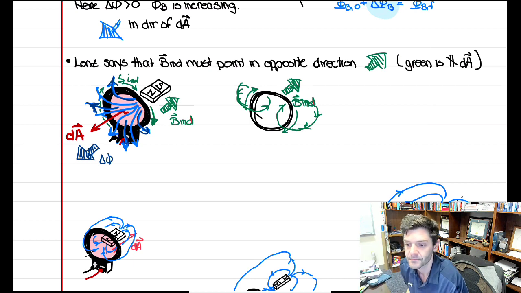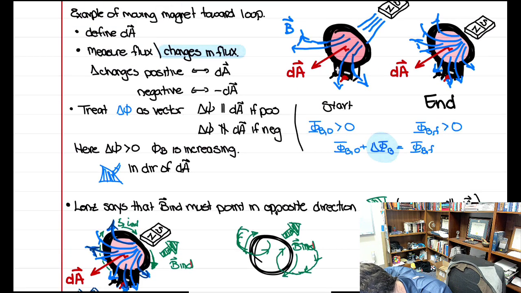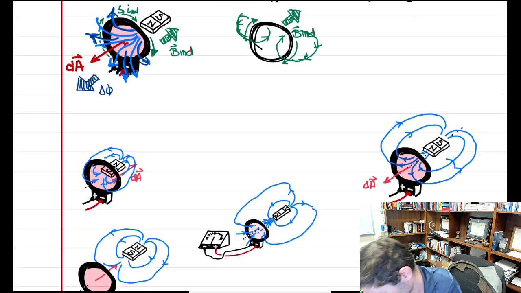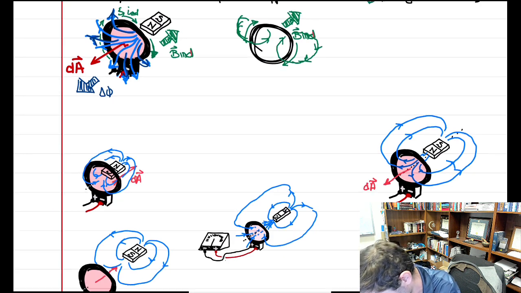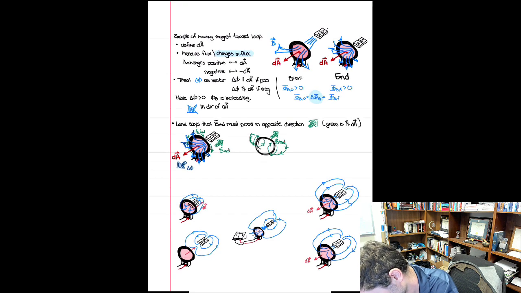Okay. So now we can try to do some other examples. What about the example where here we brought the magnet closer. What if we pull the magnet away? What should we have?